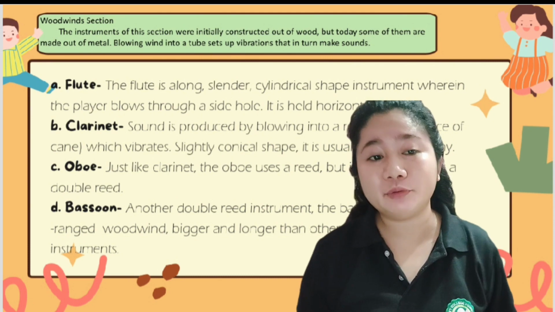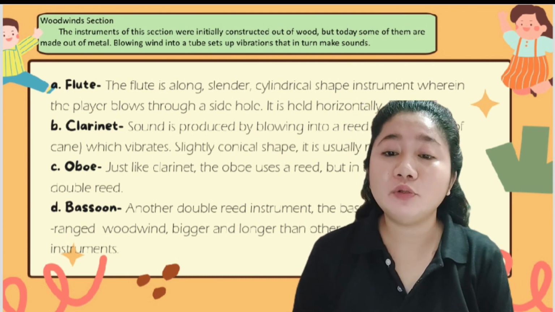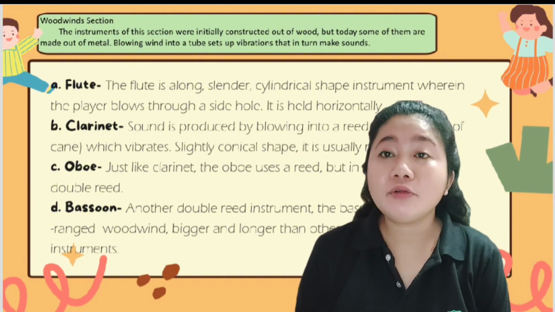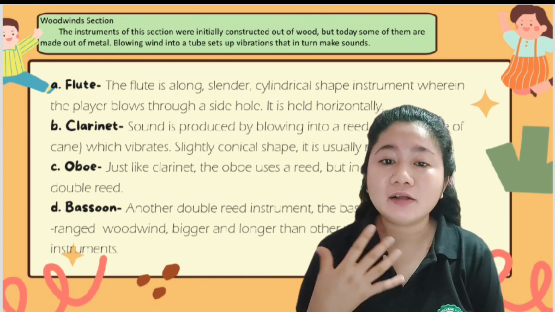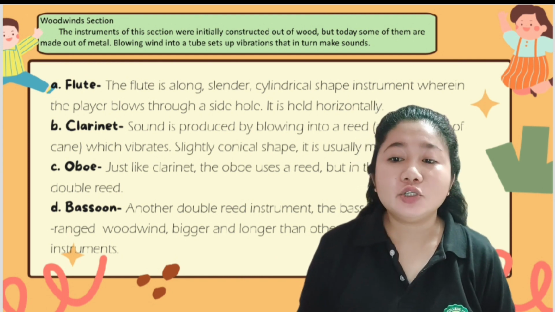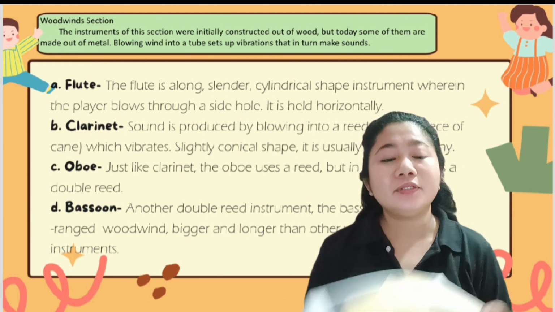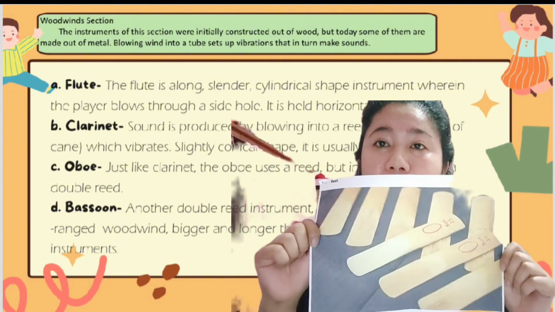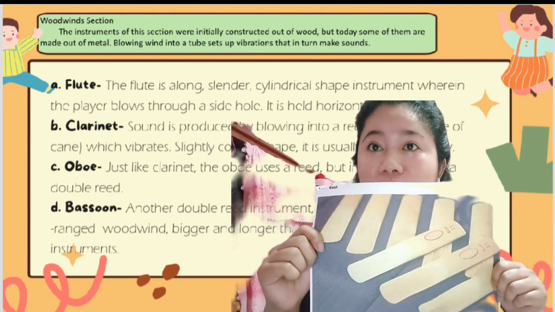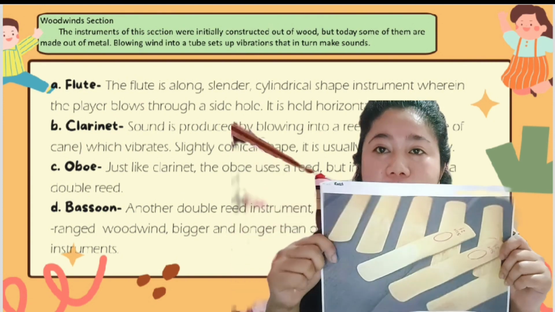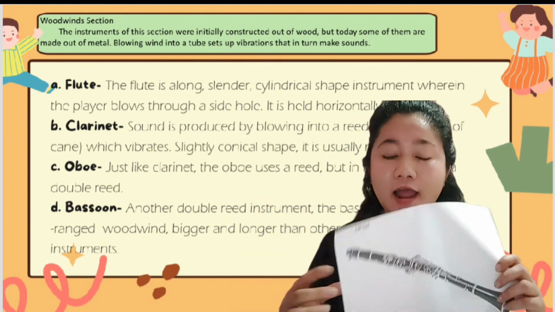So, now let's proceed to the clarinet. Clarinet sound is produced by blowing into a reed. If we say reed, a small piece of cane which vibrates. Slightly conical shape. It is usually made of ebony. So it is made from the hard tree. So this is the example of reed. Ito siya. Manipis siya na ginalagay siya sa portion kung saan ginablow yung mga instruments. This is the example of reed. And then, ito yung itsura ng clarinet.